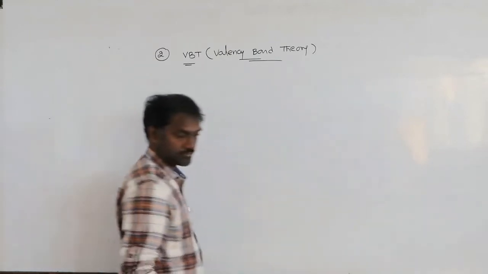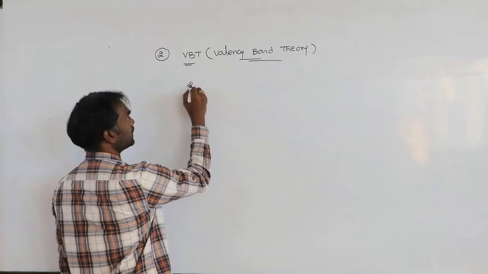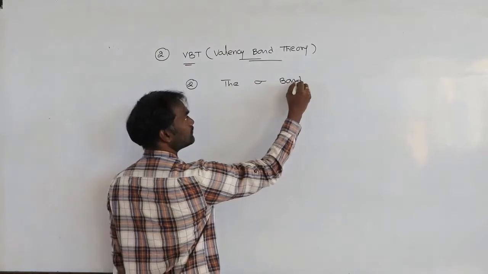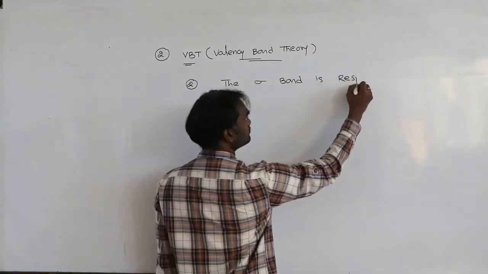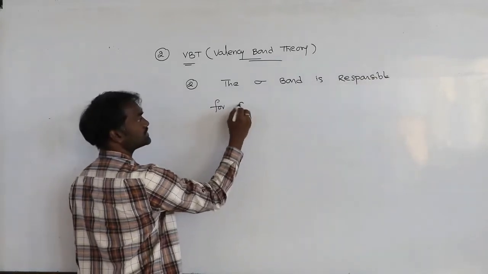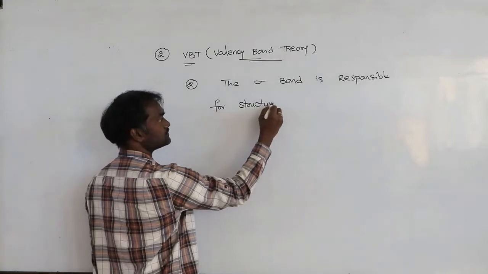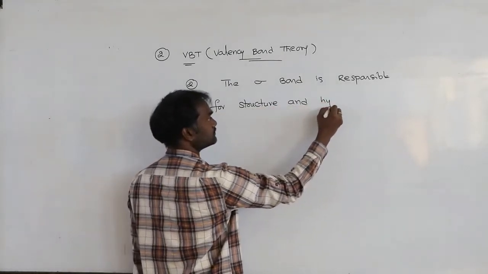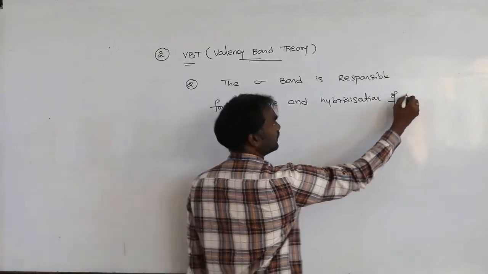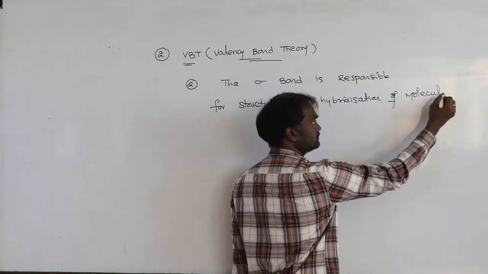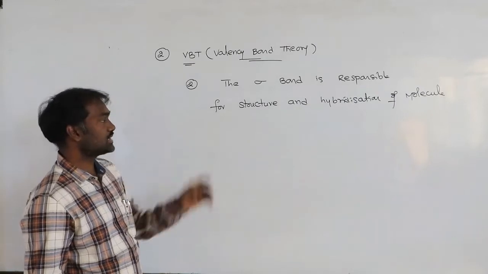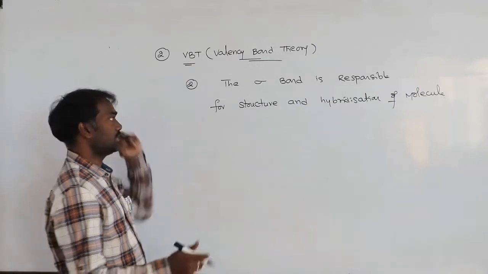Next, the second point: the sigma bond is responsible for the structure and hybridization of a molecule. Based on this concept, he explained the structures and hybridization of complex compounds.